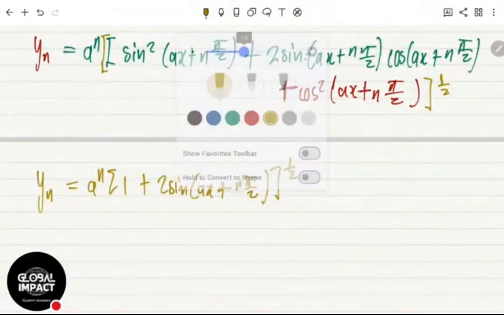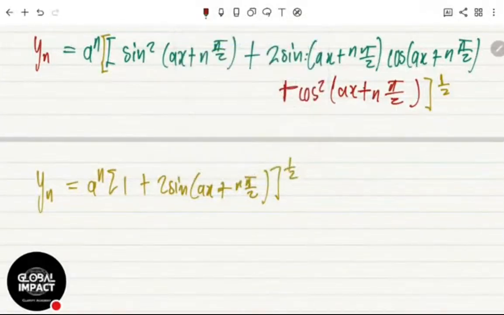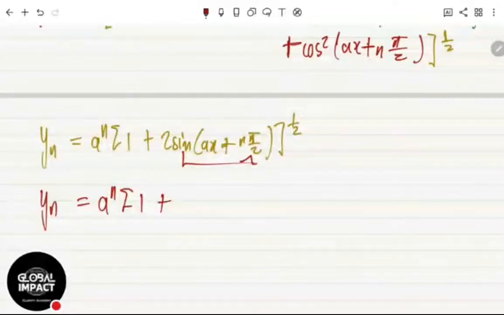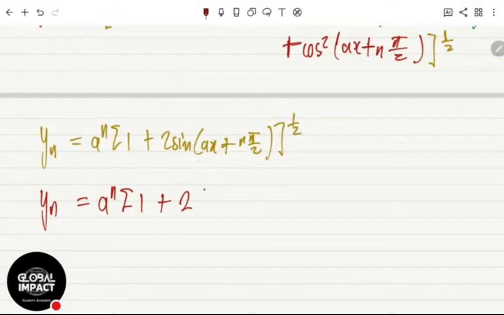Now let's finish this. What are we going to have? y to the n is going to be equal to a to the n times 1 plus... Now let's do the last thing here. Expand. We're almost done. You'd now say 2, then if you expand sine of whatever, for sine comes, then cos comes. It's like you're opening it up.